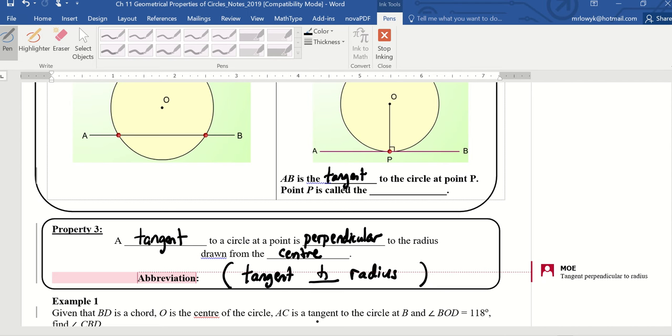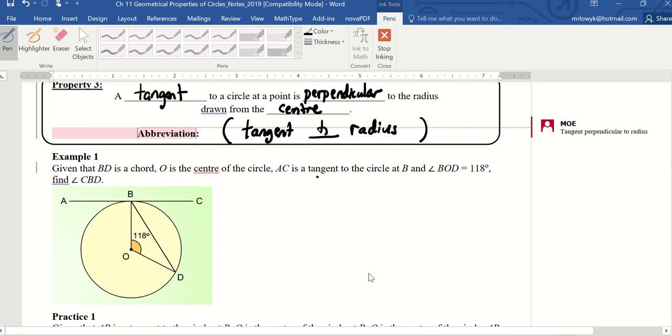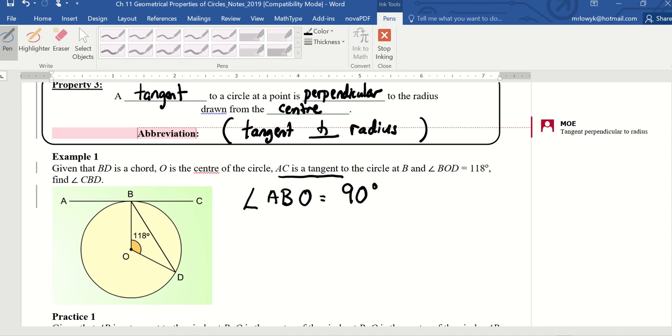Okay. Now, let me give you one example. Example 1. So AC is a tangent to the circle at B. So is there a 90 degree? What angle is 90 degrees? Angle ABO equals 90 degrees. Am I correct or not? Okay, so this is 90. Can you write down 90? I just demonstrate the property. I don't even know if it is useful in this question, but I demonstrate the property. So can you write down tangent perpendicular to radius?